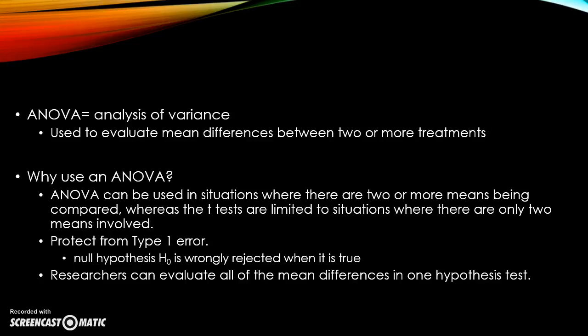You might be wondering why you would use an ANOVA over other tests. ANOVAs can be used in situations where there are two or more means being compared, whereas the other tests, such as the t-test, are limited to situations where there are only two means involved. ANOVAs also protect researchers from the type 1 error, which is when the null hypothesis is wrongly rejected when it is in fact true. So ANOVAs kind of make researchers more credible. Researchers can also evaluate all of the mean differences in one hypothesis test, so you can get more results from one test.